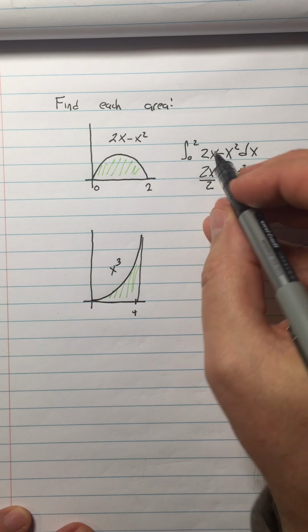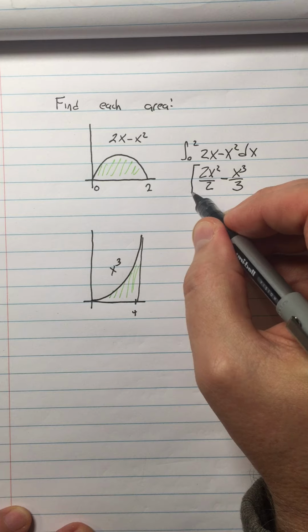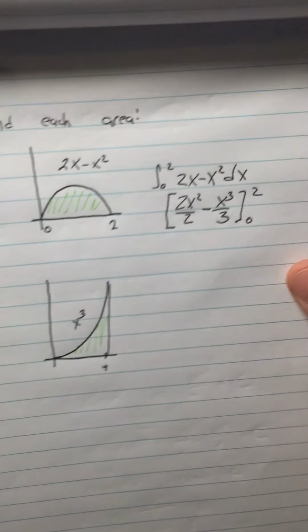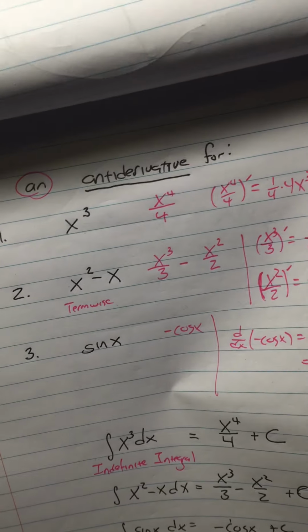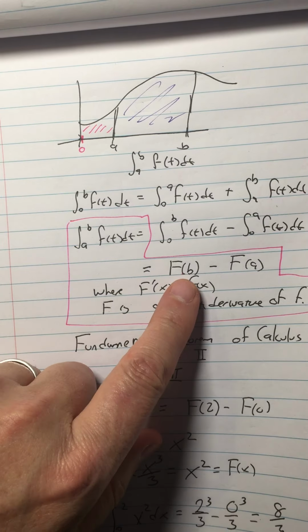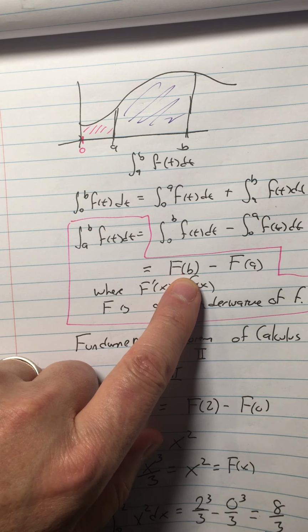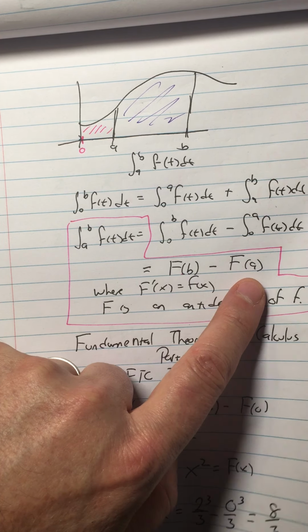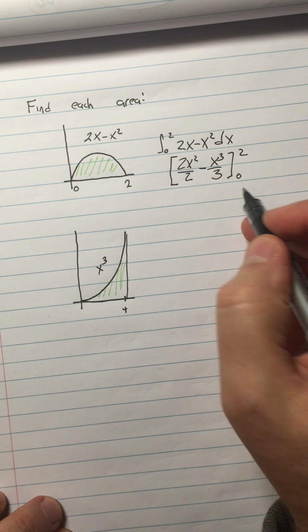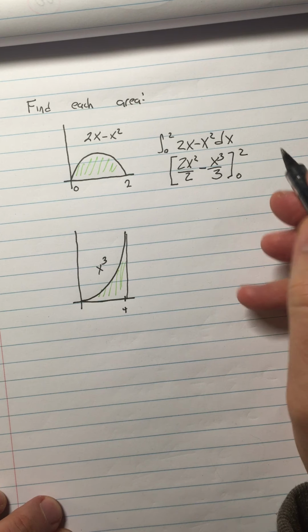Now check out this groovy notation. I'm going to put it like this, 0 to 2. Now what I have to do is this part of the theorem where I do the antiderivative at b minus the antiderivative at a. So what it means is I take the antiderivative that I found, I plug in the 2, and then I plug in the 0, and then I subtract them.